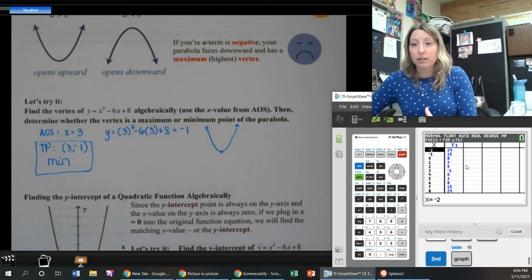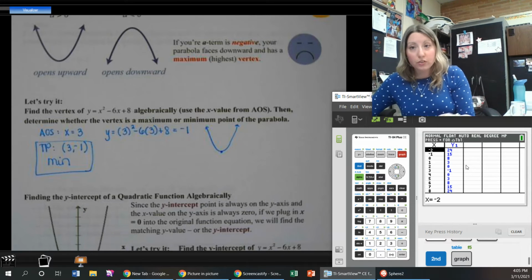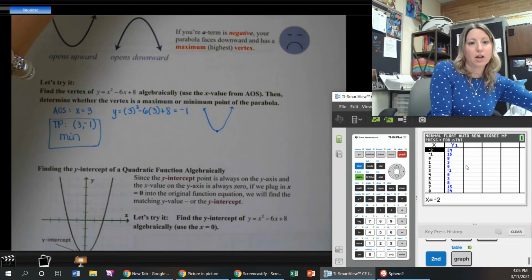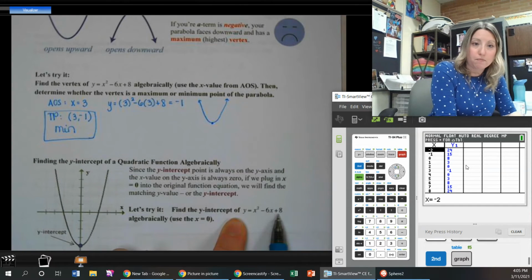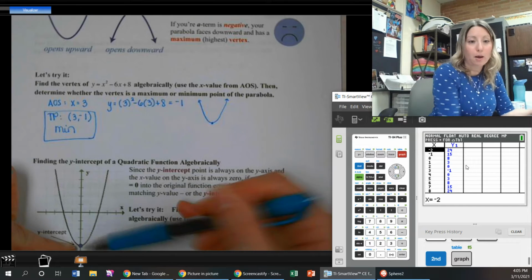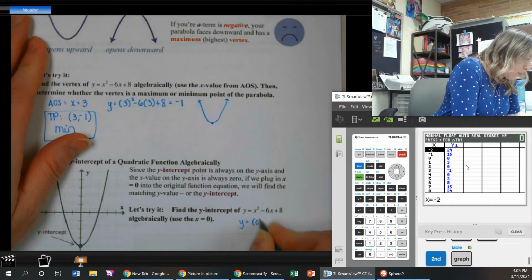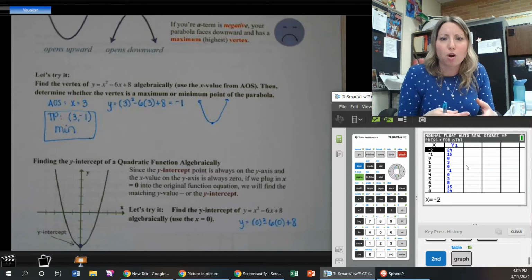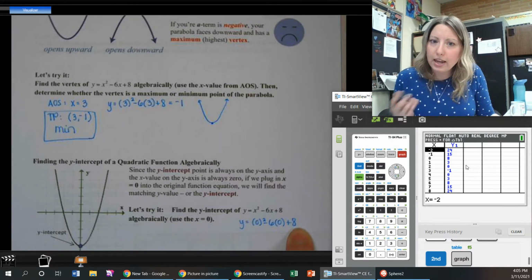If you want to find the y-intercept, then you want to replace x with 0 in the function. So algebraically finding the y-intercept means plugging in an x value of 0 in this equation, okay? Because we know that with the y-intercept, x is always a value of 0 for that. So y equals 0 squared minus 6 times 0 plus 8. Well, this works out really well because anything times 0 is 0 and 0 squared is 0. So what's the only thing left here? 8.